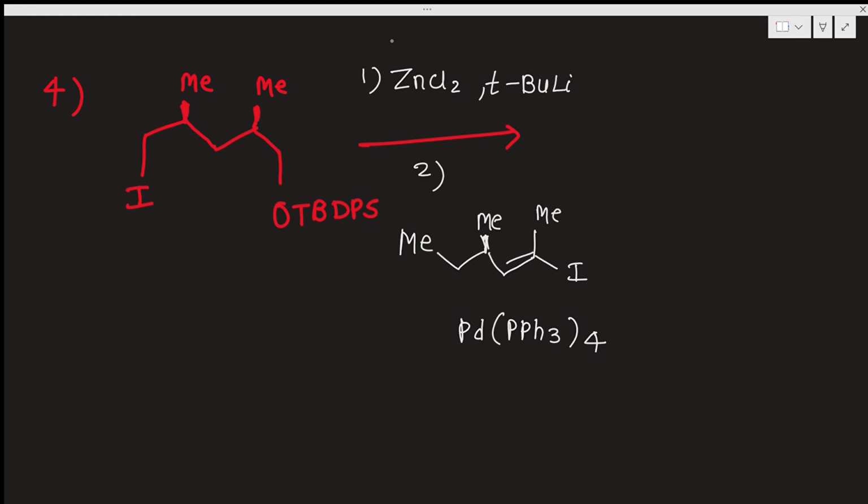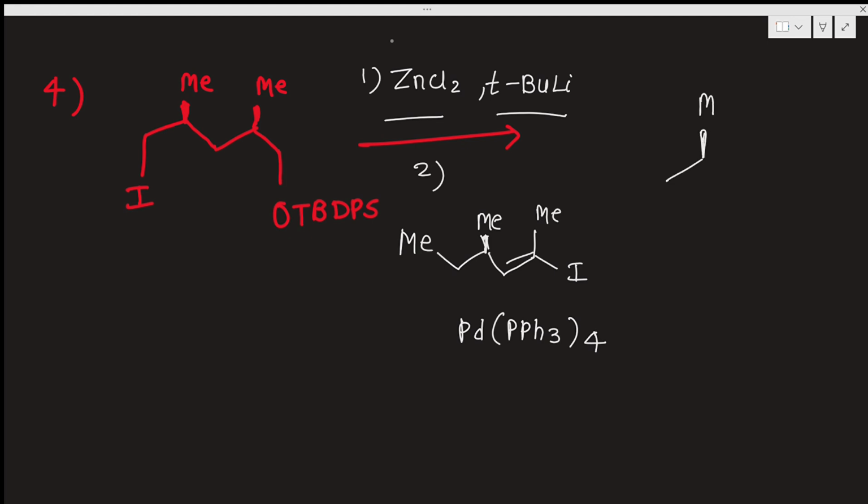See here you have given this one structure. Now you have given ZnCl2 and tertiary butyl lithium. You have not given the organo-zinc compound, but you have given the conditions for that. Firstly, tertiary butyl lithium is reacting with this iodide. It is forming LiCl, and then ZnCl2 will react. So you will get it in this manner.